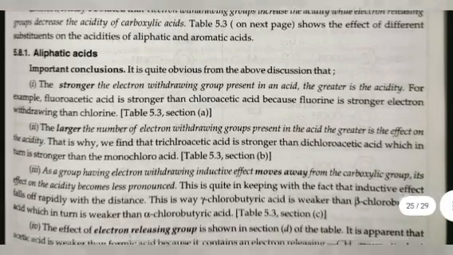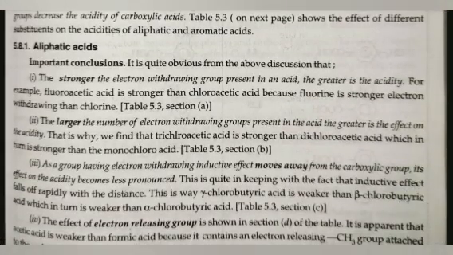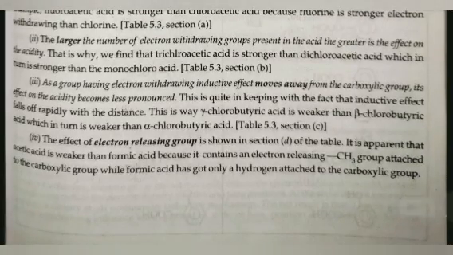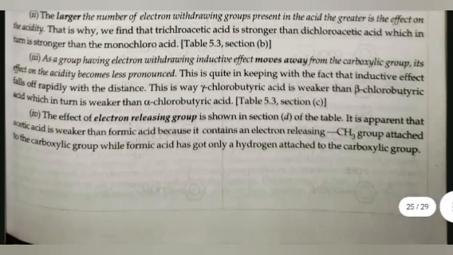Aliphatic acid. Important conclusion. It is quite obvious from the above discussion that the stronger the electron withdrawing group present in an acid, the greater is its acidity. For example, fluoroacetic acid is stronger than chloroacetic acid because fluorine is a stronger electron withdrawing group than chlorine. Second, the larger the number of electron withdrawing groups present in the acid, the greater is the effect on the acidity. That is why trichloroacetic acid is stronger than dichloroacetic acid, which in turn is stronger than monochloroacetic acid.